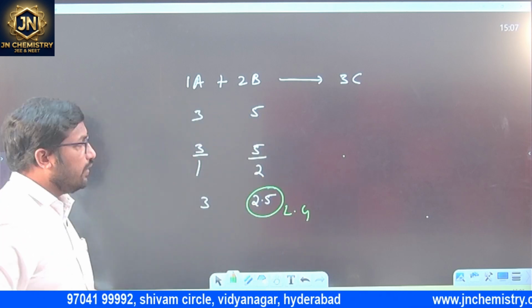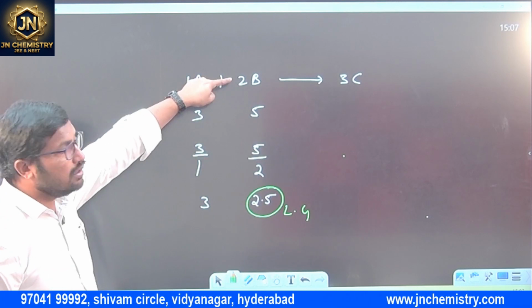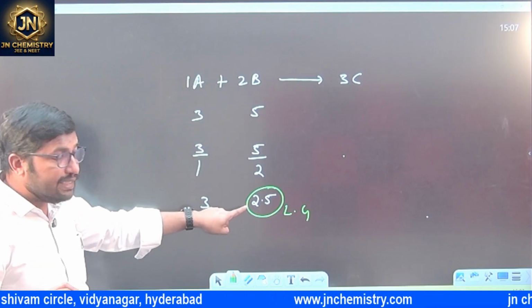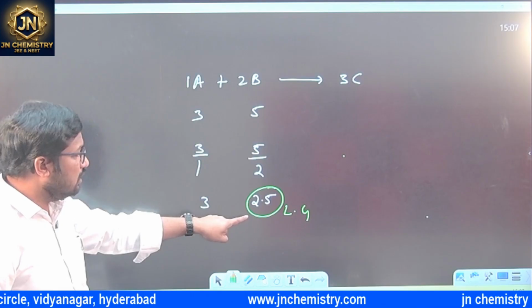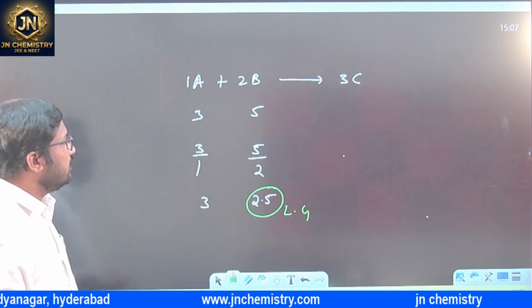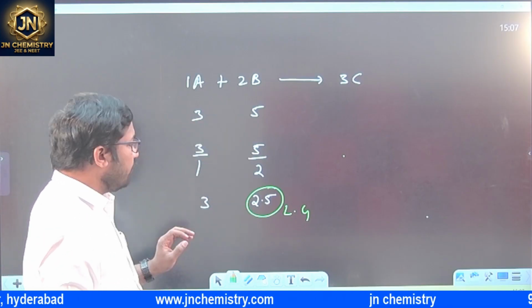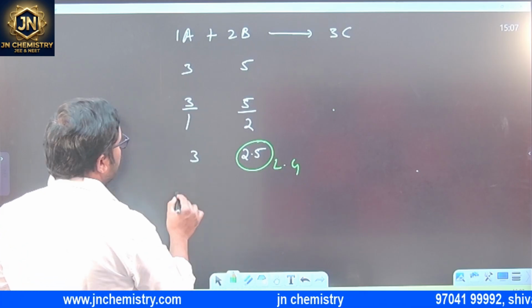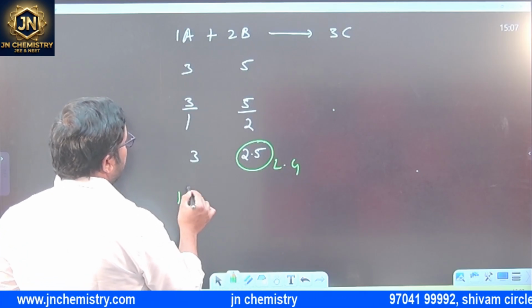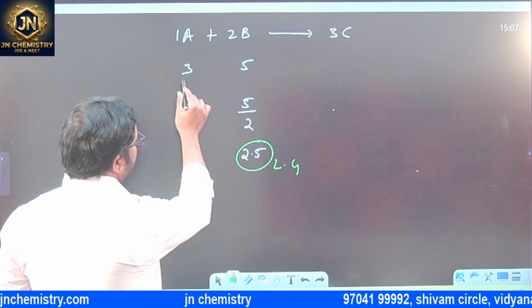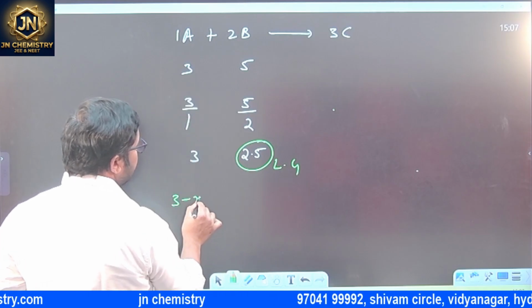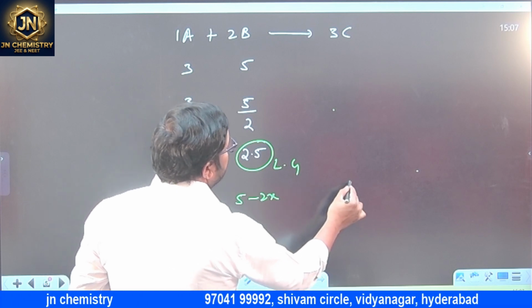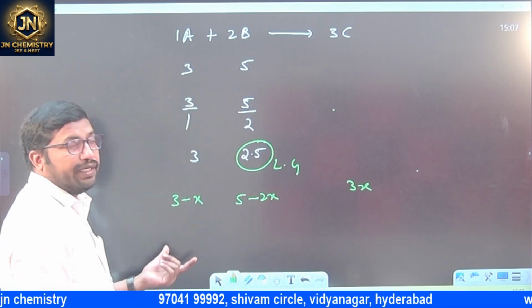So after dividing by the number of moles given in the equation, whichever value we get is less, that is the limiting reagent. This 2.5 is the limiting reagent. Once we know the limiting reagent, we write the equation like this: it is 3 minus x, since 3 moles is given, and 5 minus 2x, and in this case 3x. So we need to find out x.